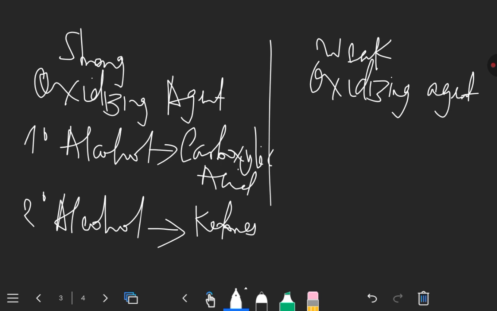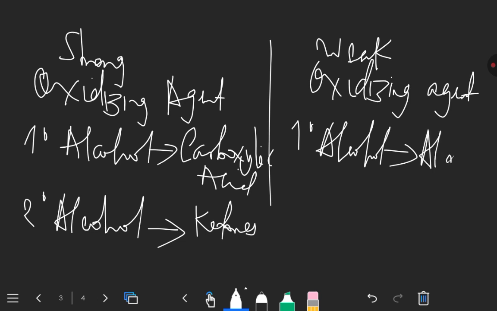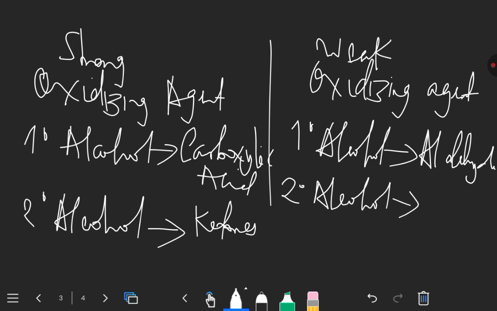Then on the other side, when you have a primary alcohol, it can be oxidized to an aldehyde. Then a secondary alcohol can be oxidized to a ketone. So one thing we must understand here, just to help us remember, is that for secondary alcohols, whether it is a weak oxidizing agent or a strong one, it converts it into a ketone.